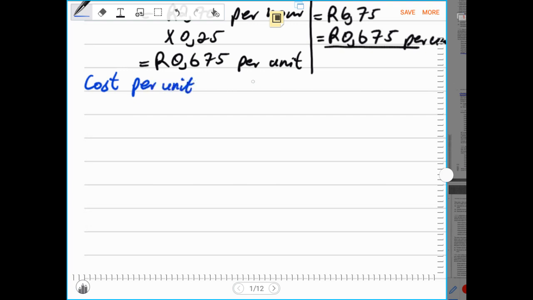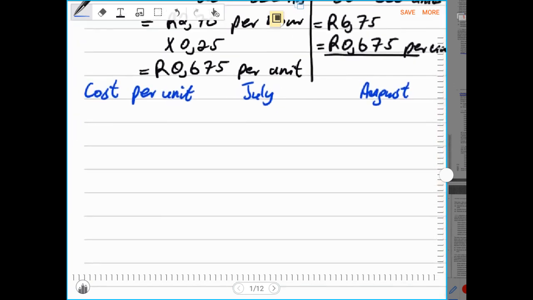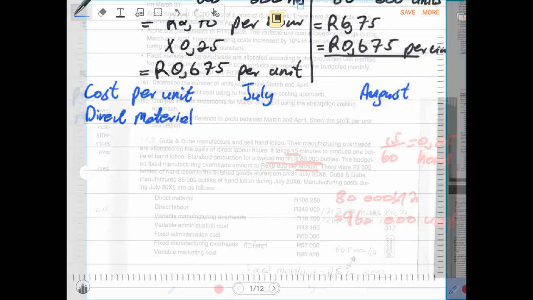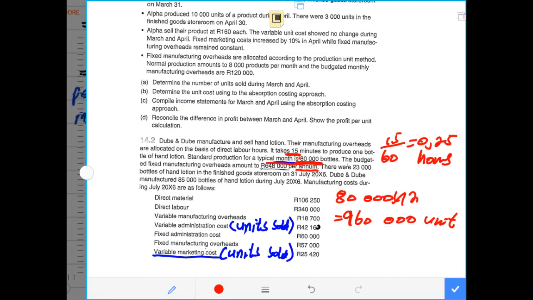Our cost per unit will have to be for the 2 months, the month of July and the month of August. Remember, there was an increase in other costs. We have to take that into account. So now we need our direct material. We only need it per unit.